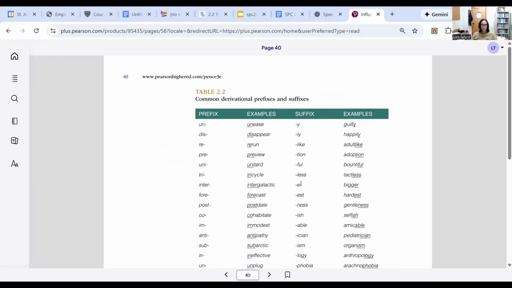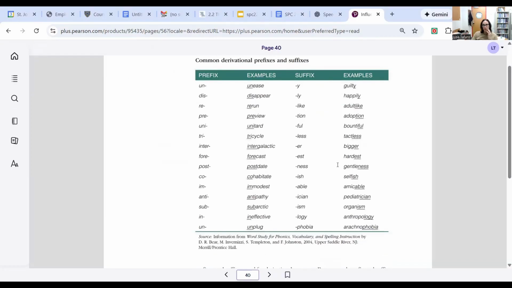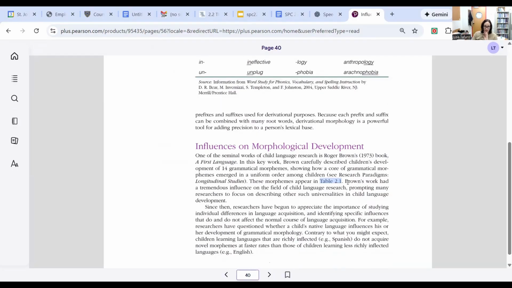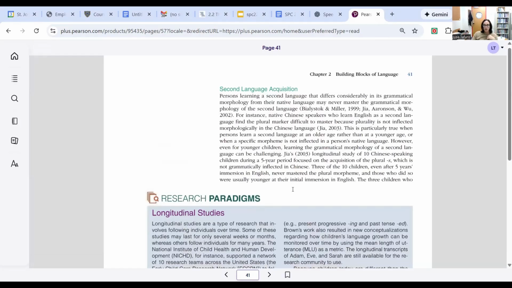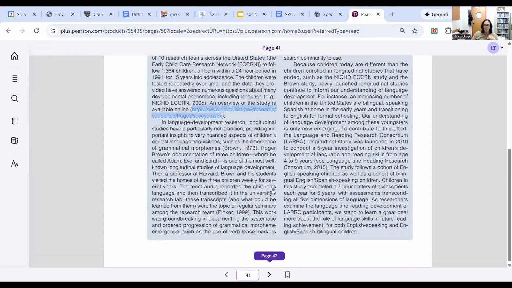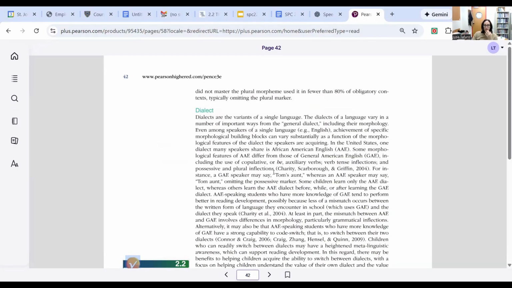Moving on, here's a list or a table of some of those common derivational morphemes, otherwise known as prefixes and suffixes. And again, the language that you're exposed to, your first language or your native language, is very much going to influence your morphological development. Some languages have hundreds and hundreds of grammatical or inflectional morphemes. A language like Turkish, for example, has many, many more inflectional morphemes as compared to English. Okay, so let's take a peek so you can read through all of this on your own.